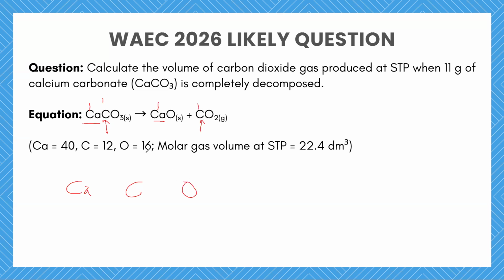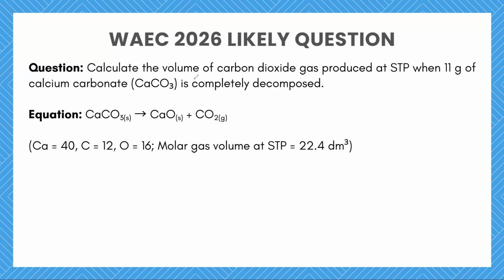And finally, oxygen. You can see oxygen over here with three atoms, and on the right-hand side, we have one atom and two atoms, totaling three as well. So oxygen is also balanced. Now that the equation is fully balanced, let's check out the question one more time.